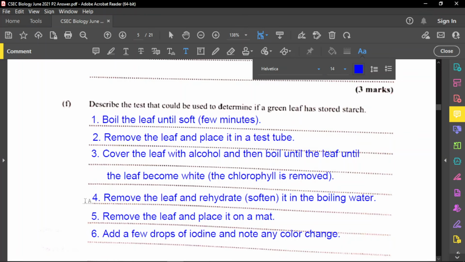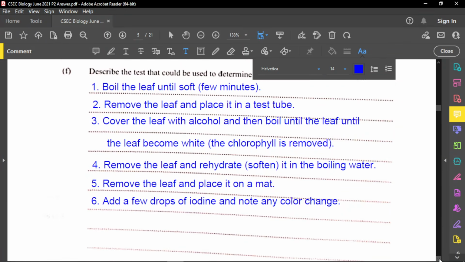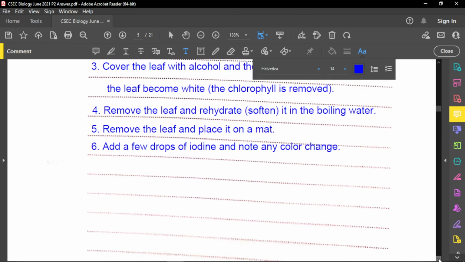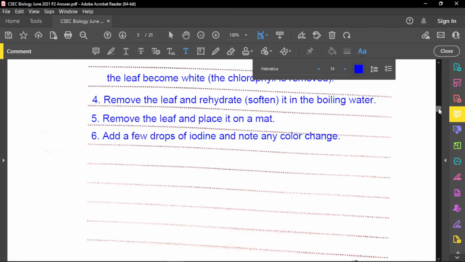To make the leaf rehydrate, you're going to put it in boiling water or warm water. And then you're going to remove it from the water and place it onto a mat or a piece of napkin or in a petri dish. And then you're going to add a few drops of iodine, and you're going to note the color change. What you should get is a blue-black color if starch is present. If you do not obtain a blue-black color, then starch is not present in the leaf.